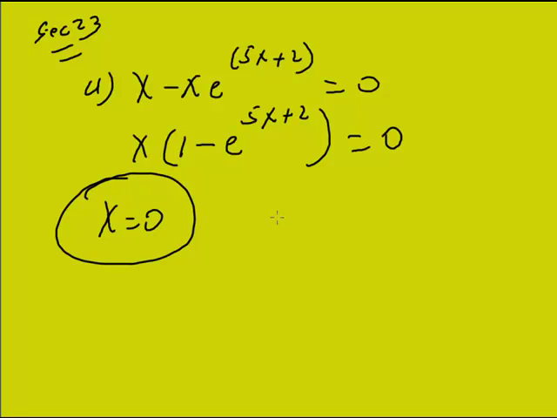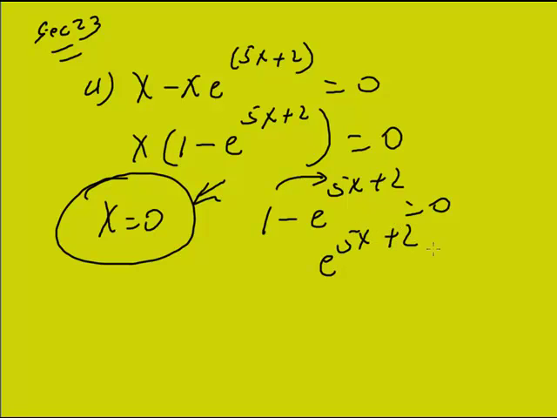x is equal to 0. And then 1 minus e to the 5x plus 2 is equal to 0. This is done. This one I have to do some work. Take the 1 over, it becomes a negative. Divide by negative 1, becomes positive. So e to the 5x plus 2 is equal to positive 1. Once you get here, you're going to get stuck because you have to find the value for the x in the exponent.